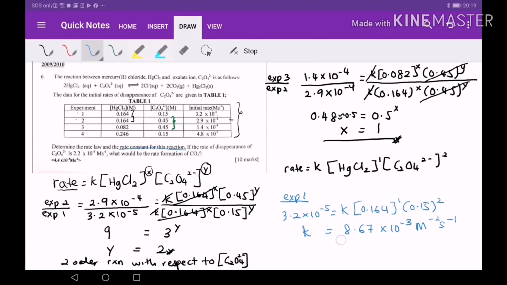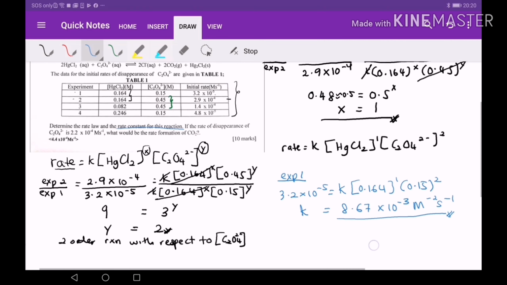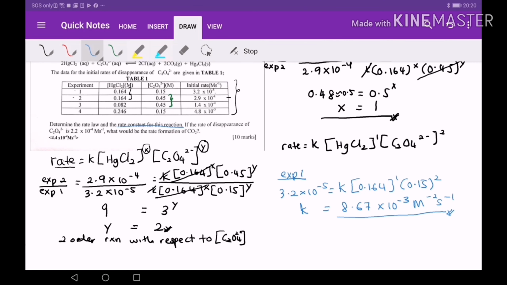So macam mana saya dapat unit ni? So kita boleh masukkan nilai kat sini. So 3.2 kali 10 kuasa negatif 5 ni unit dia adalah M S minus 1. So K bahagikan dengan M kita M kuasa 3, sebab ni M kuasa 1, yang ni kuasa 2. So M kuasa 3. So bila kita cancel, ini tinggal 2. So dapatlah M negatif 2 S negatif 1.